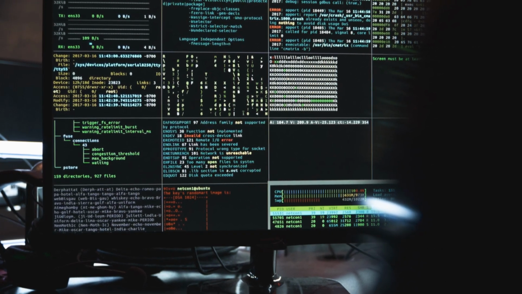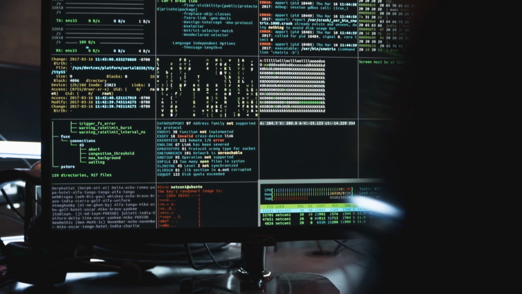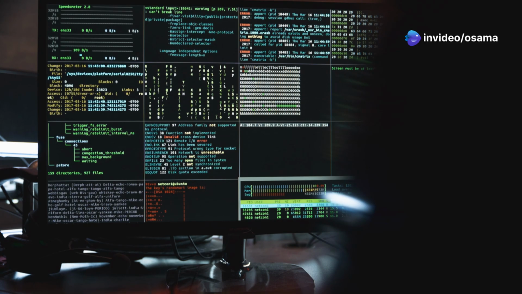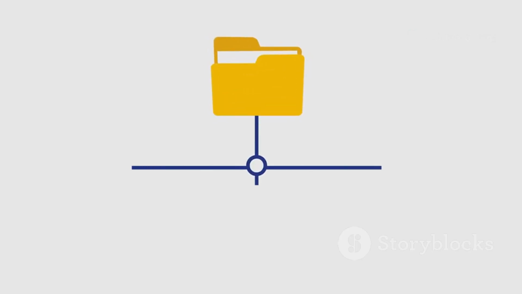Now that we understand the importance of the root directory, let's take a closer look at some of the essential subdirectories that reside within it. Each of these directories serves a specific purpose and contains files related to that purpose. /bin. This directory contains essential command line utilities that are needed for the system to function properly. /boot. As the name suggests, this directory contains files that are necessary for booting the system.